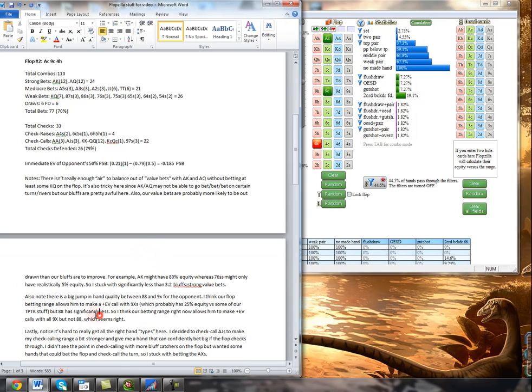So the next thing I wrote is also note there is a big jump in hand quality between 8-8 and 9x for our opponent. I think our flop betting range allows him to make plus EV calls with 9x, which probably have about 25% equity against some of our top pair, top kicker stuff, but 8-8 has significantly less equity. So I think our betting range right now allows him to make plus EV calls with all of his 9x hands, but not 8-8, which seems right. So everything seems pretty good at a glance there.